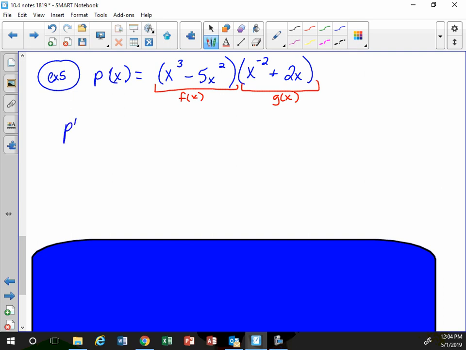So if I want you to find p prime of x, guys, use the product rule. Please do not multiply and simplify and do it with the power rule. I want you to practice the product rule. Yes, you could do it the other way, but for right now, I want you to practice the product rule. There are going to be situations, especially when we get into the chain rule and things like that, where you have to know the product rule.